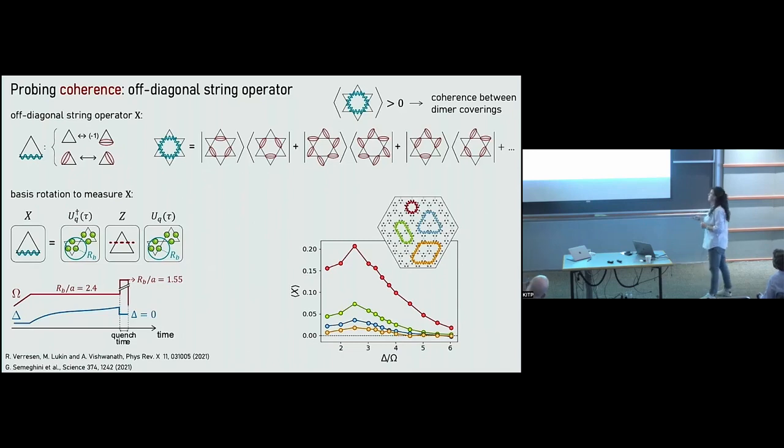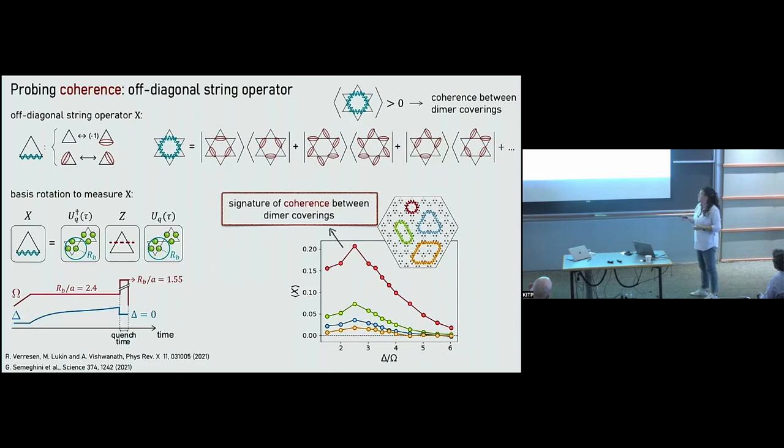So long story short, if we measure X on the loops that I plotted here, this is what we find. As expected for the spin liquid, we see that X has a finite expectation value on a finite range of the detunings, which allows us to conclude that we do have signature of coherence between different dimer coverings in the phase we're preparing.